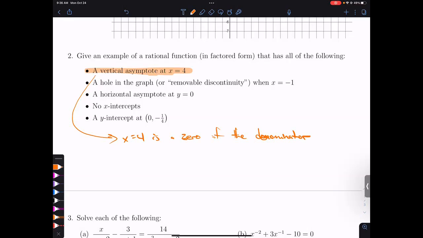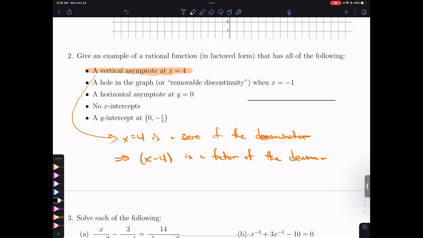Denominator, it's a tough word. x equals 4 is the 0 of the denominator. Well, if it's a 0 of the denominator, then x minus 4 is a factor of the denominator, right? Notice I asked you for this to write an equation in factored form. So what I've just told you with that first piece of information is that part of the denominator has a factor that looks like x minus 4. That makes 4 a 0 of the denominator. That makes the thing undefined.